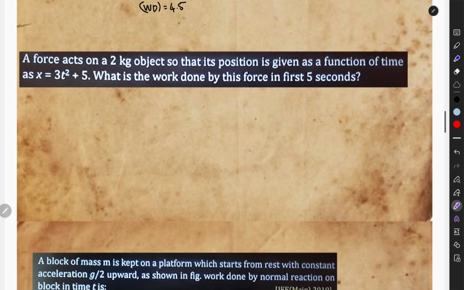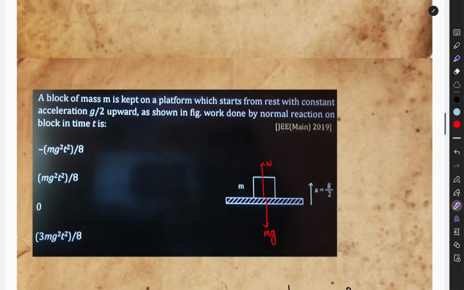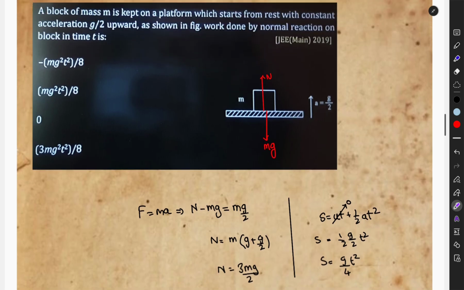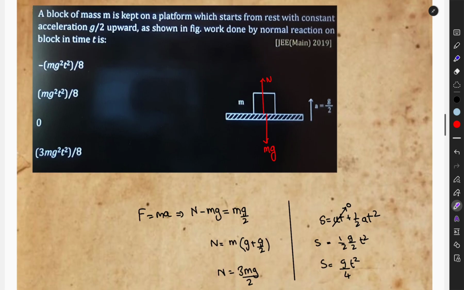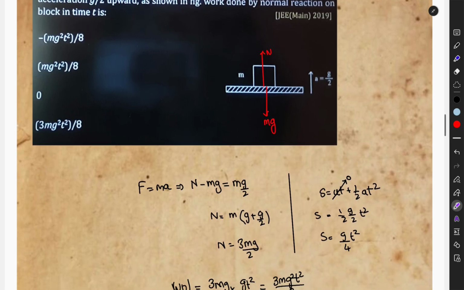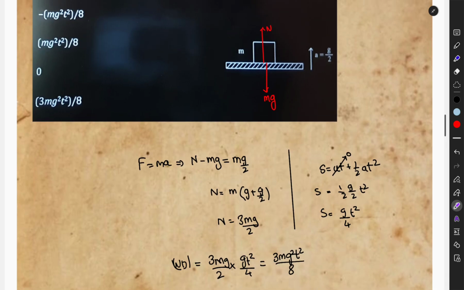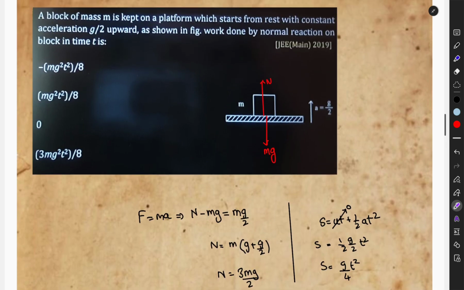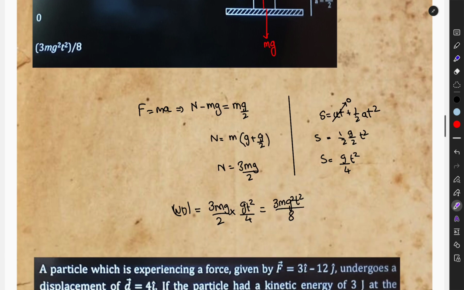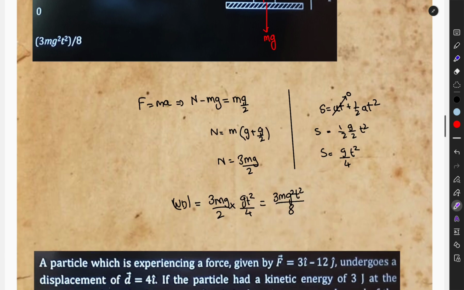Do this as your homework, and again do this also as your homework. This is easy. Here is the solution for that. Okay, try this and check with the solution.